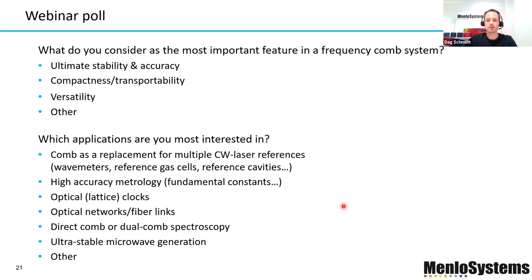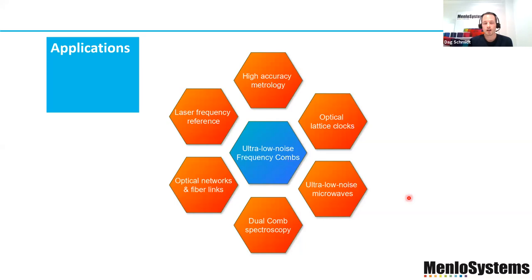So now I would like to talk about the applications. Of course, frequency combs are just a gigantic field of applications, and don't worry, I will not go through all of them. So those of you who clicked on optical lattice clocks, I have to disappoint you for today. Optical lattice clocks and also ultra low noise microwaves will be part of the next webinar in 1 week. But we will talk about the other applications here. And I want to start with high accuracy metrology, because high accuracy metrology was really the driving force behind the frequency comb, I would say.